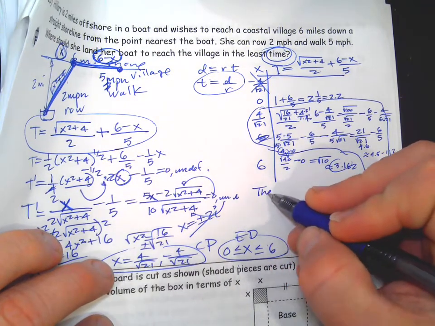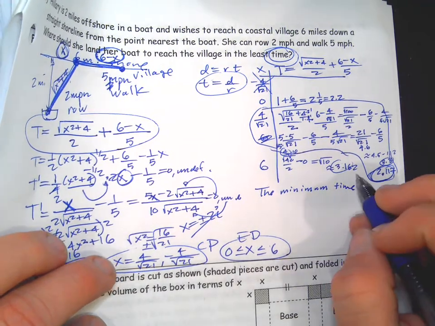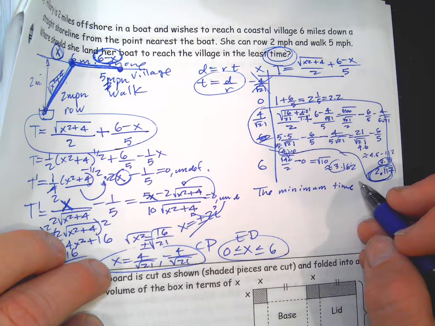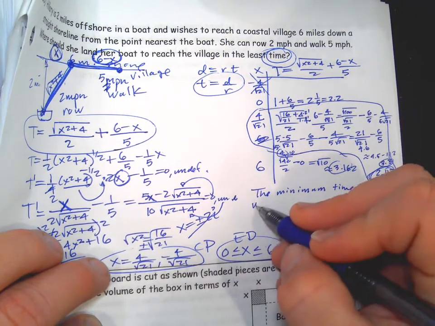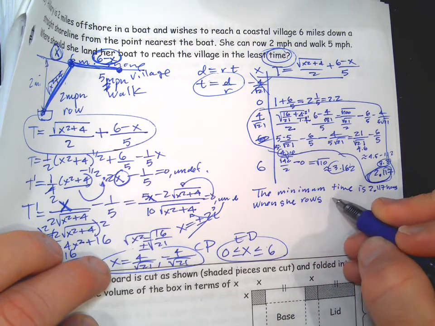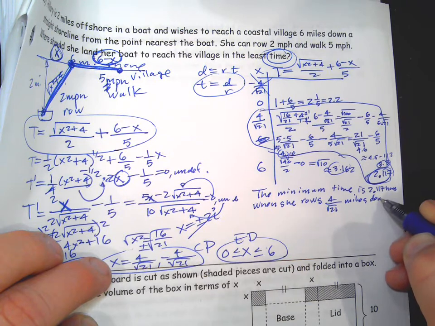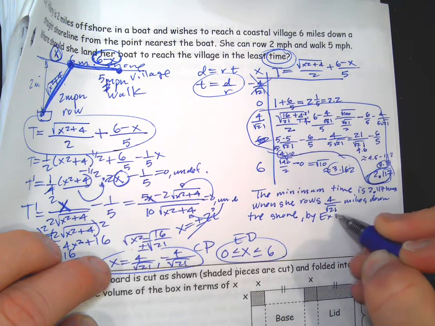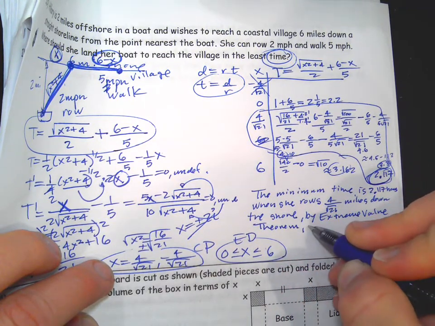So we're going to say the minimum time is 2.117 hours when she rows 4 over the square root of 21 miles down the shore, by extreme value theorem, checking endpoints and critical points.